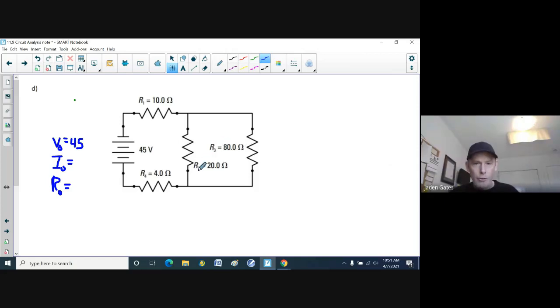Here's what I'm going to do. I'm going to put R2 and R3 together because they are in parallel. Then I can use that information to find the equivalent resistance for the entire source. So I'm going to find R23, it's called. Because they are in parallel, I'm going to have to take 1 over 20 plus 1 over 80, and then take the inverse of that.